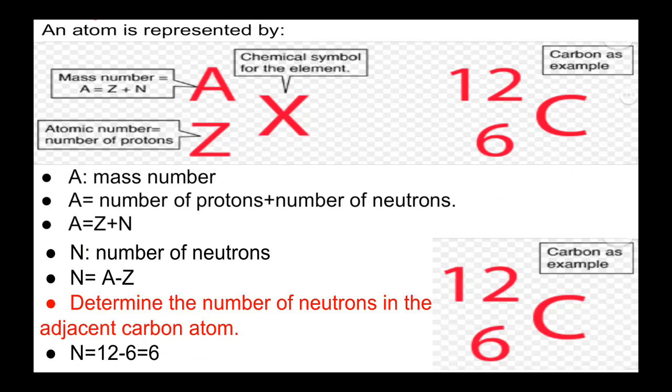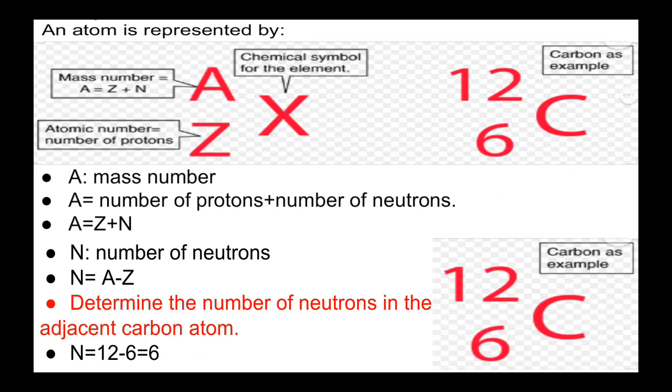So C is the symbol of carbon, 12 is the mass number that is A, 6 is the number of protons that is Z. Again, A is the mass number, A is equal to the number of protons plus the number of neutrons, that is Z plus N. N is the number of neutrons, as we said. To calculate N, you move Z to the left side, so N equals A minus Z.